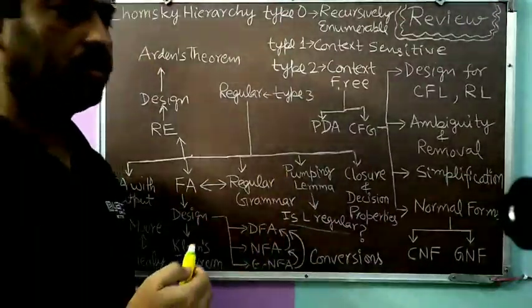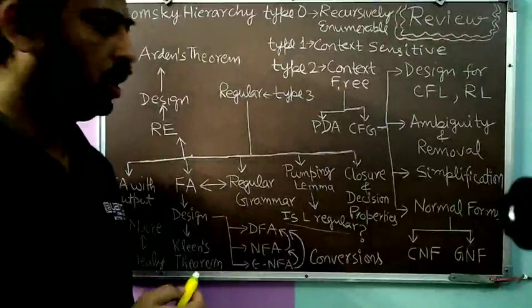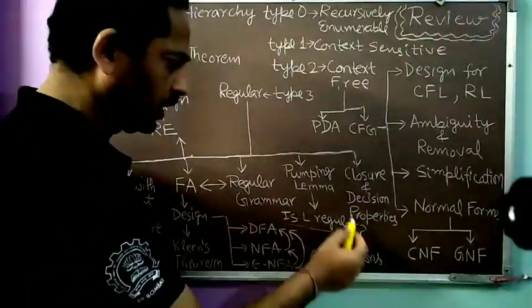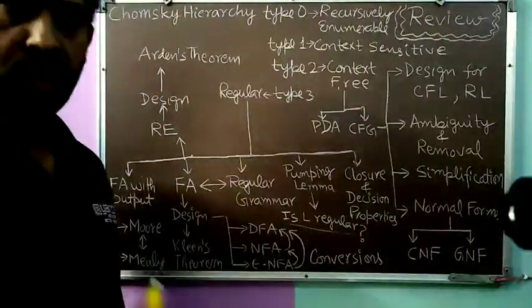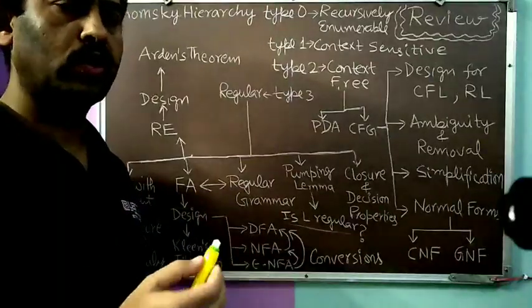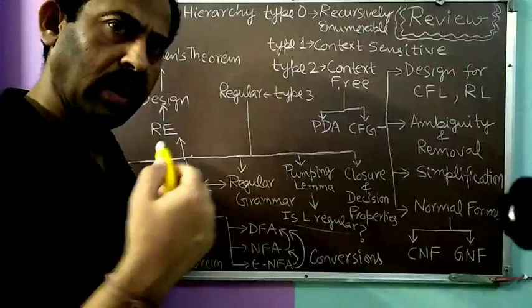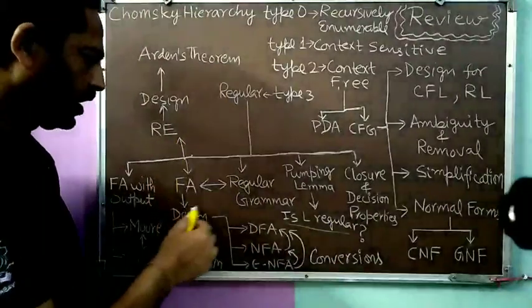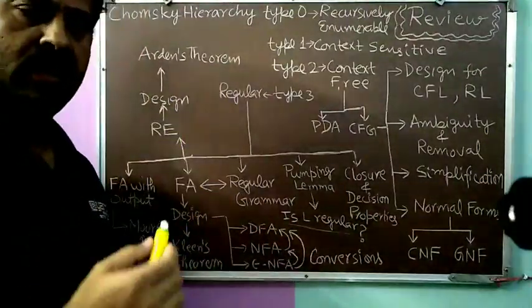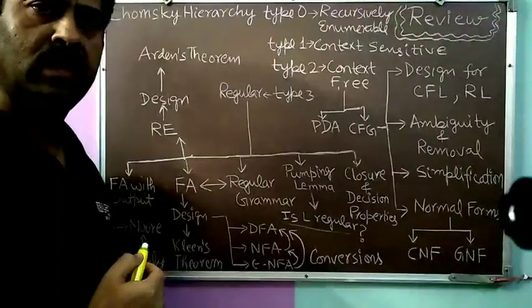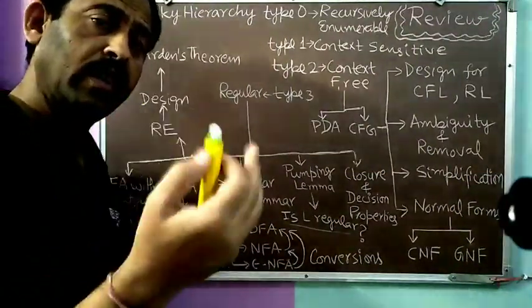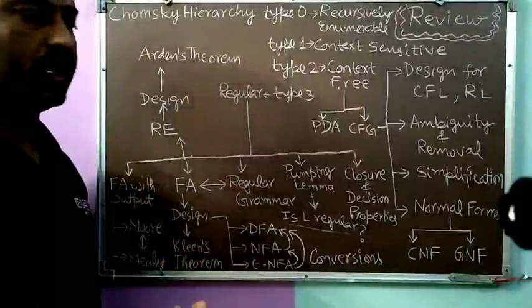The Myhill-Nerode theorem is also useful for testing whether a given language is regular or not, and it can also be used for the minimization of FAs. The FAs are the tools by which we can test whether a given word is inside the language or outside the language.